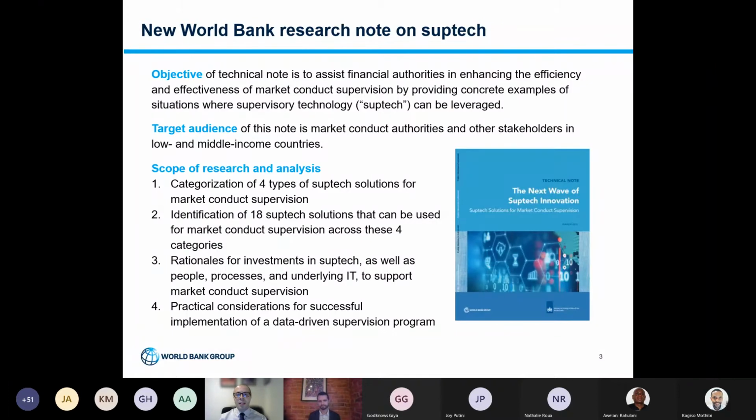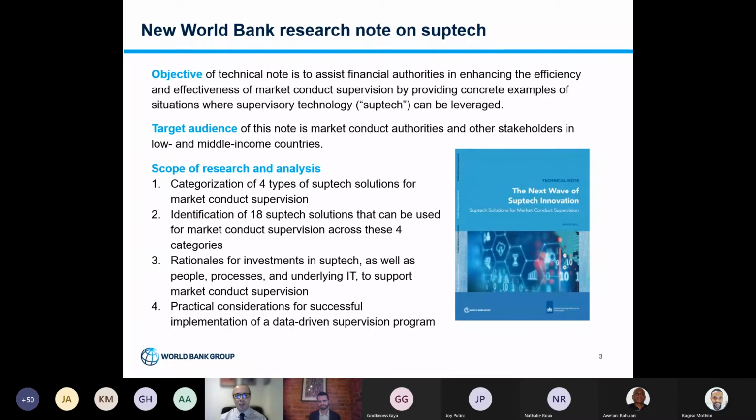So with that in mind, I think now 2.5 years ago, we decided to undertake research around developments in Suptech, and particularly trying to look at market conduct Suptech solutions that were either already being developed or being used, to try and get to some practical insights around what was happening in the market. And that's where my colleague, Matt Wallace, who has joined this event with me and is a consultant with the World Bank on Suptech and FinTech, comes in.